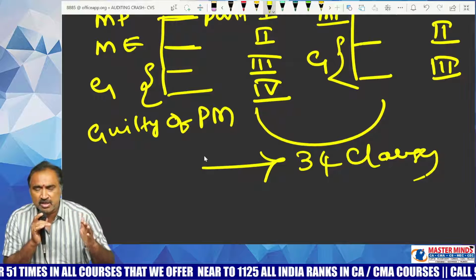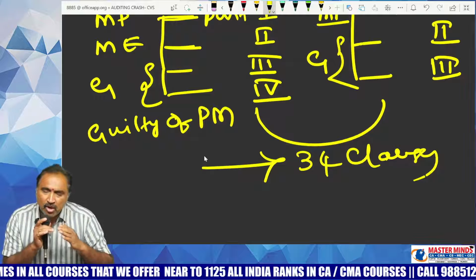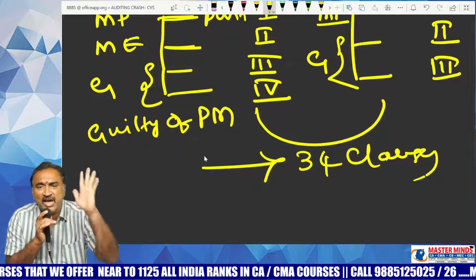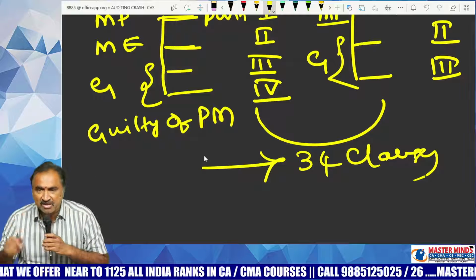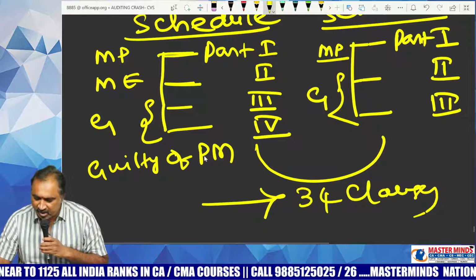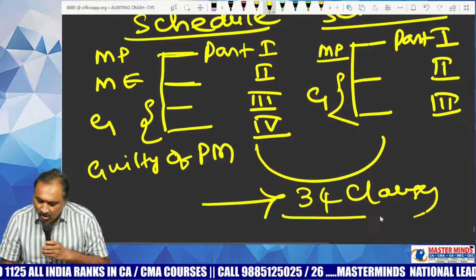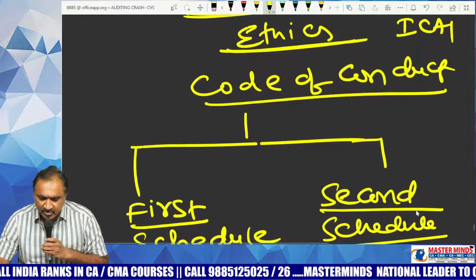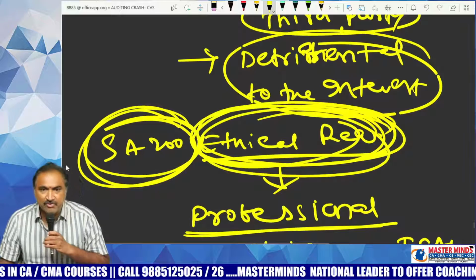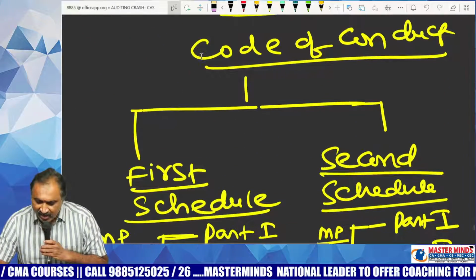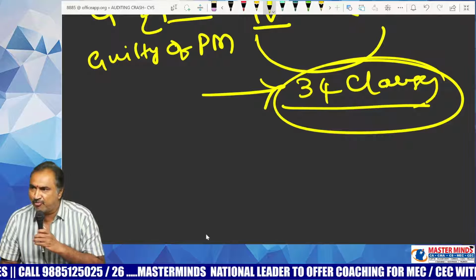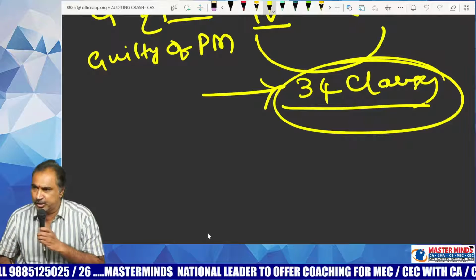Once your name is removed from the register, you will no longer be treated as a chartered accountant and you cannot have your name entered in such a register. This is the importance of professional ethics issued by the CA Institute, wherein there are 34 clauses. So every chartered accountant shall have to follow both the ethical requirements mentioned in SA 200 as well as professional ethics, all 34 clauses issued by the CA Institute.